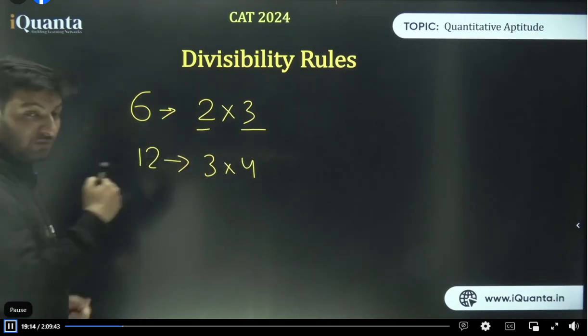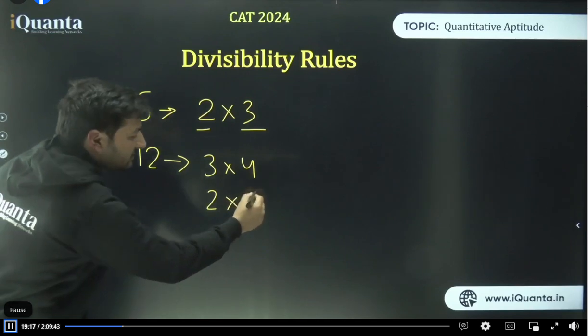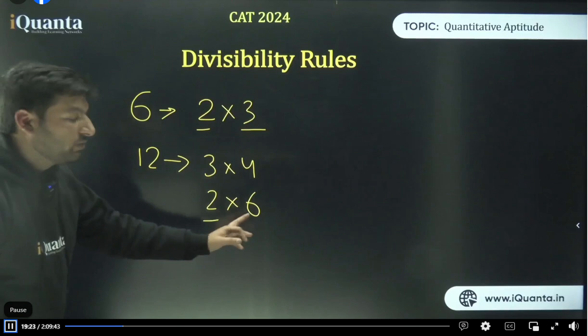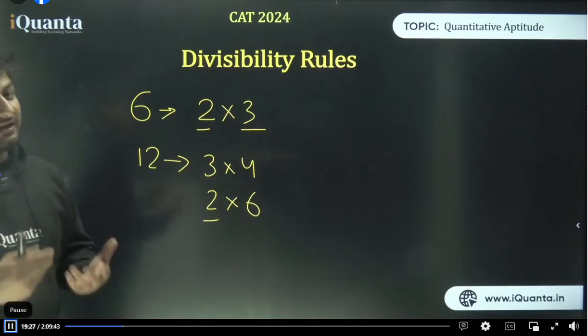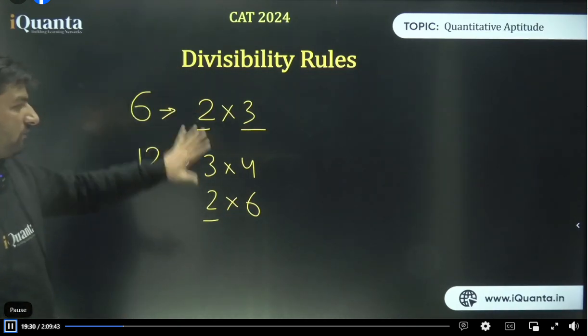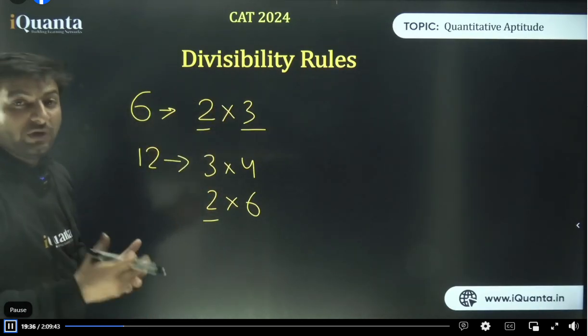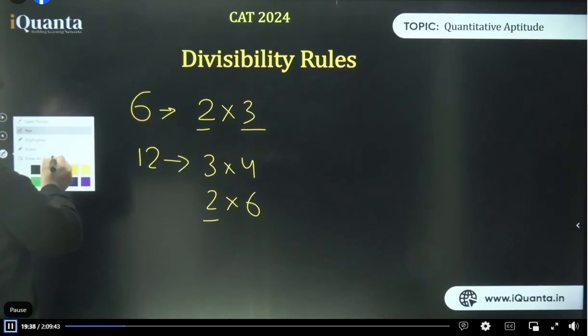Now some of you will think that 12 can also be written as 2 into 6. Why are you not saying that to check the divisibility of 12, we should check the divisibility of 2 and 6? There is a reason behind that. I'll explain that in a while. But for now, I hope this part is clear. If the given number is divisible by 2 as well as 3, that means the number is divisible by 6.